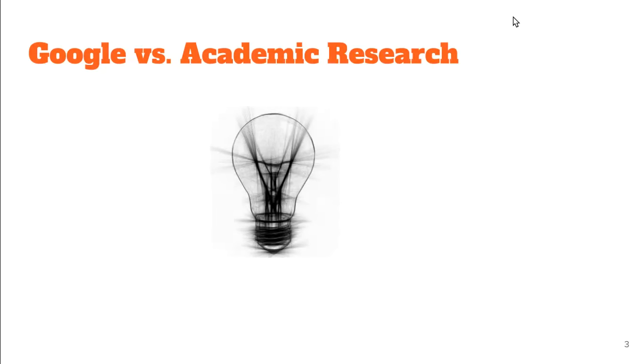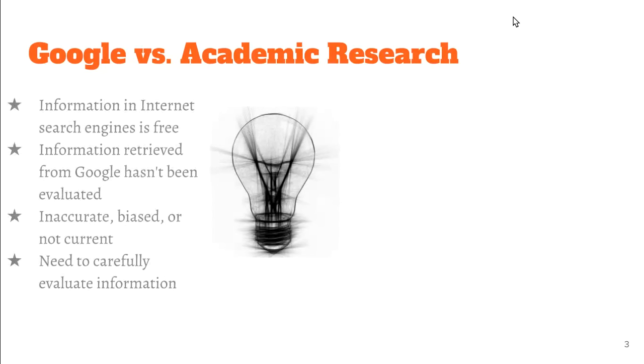And I first want to start with Google versus academic research. Okay, so Google is an internet search engine that is absolutely free, and that's why we love it. Information retrieved on Google, however, has not been evaluated, and a lot of times it is inaccurate, biased, and not current. So as a researcher, when you're finding sources via Google or any other internet search engine, you need to really make sure that you're evaluating information carefully.